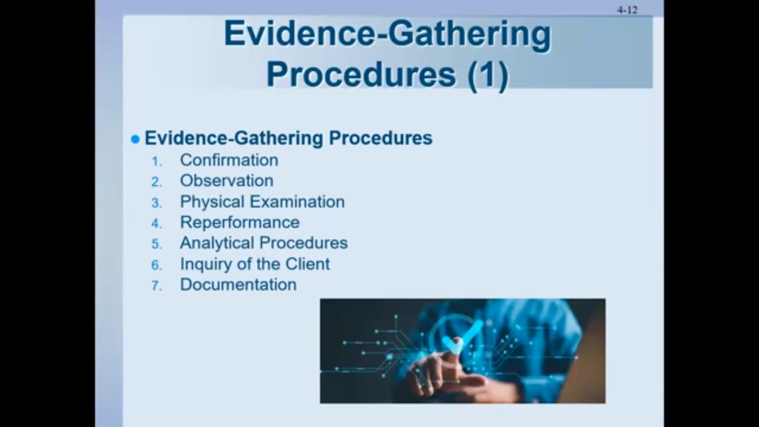An auditor could also inspect a contract that provides for the audit client's contingent payments. Documentation also occurs when an auditor opens a computer file and reads its contents. Those are the 7 evidence gathering procedures.